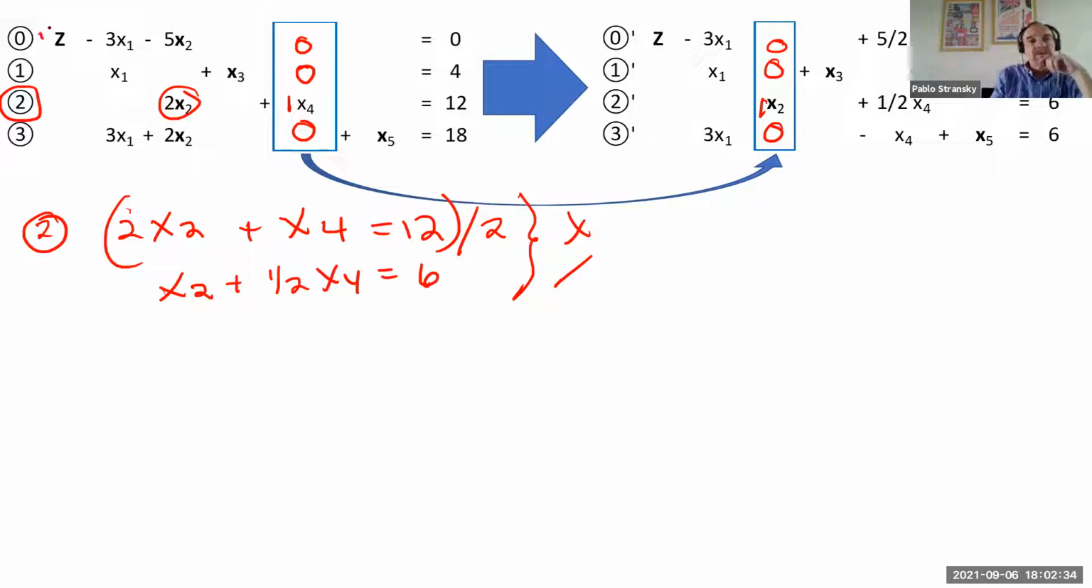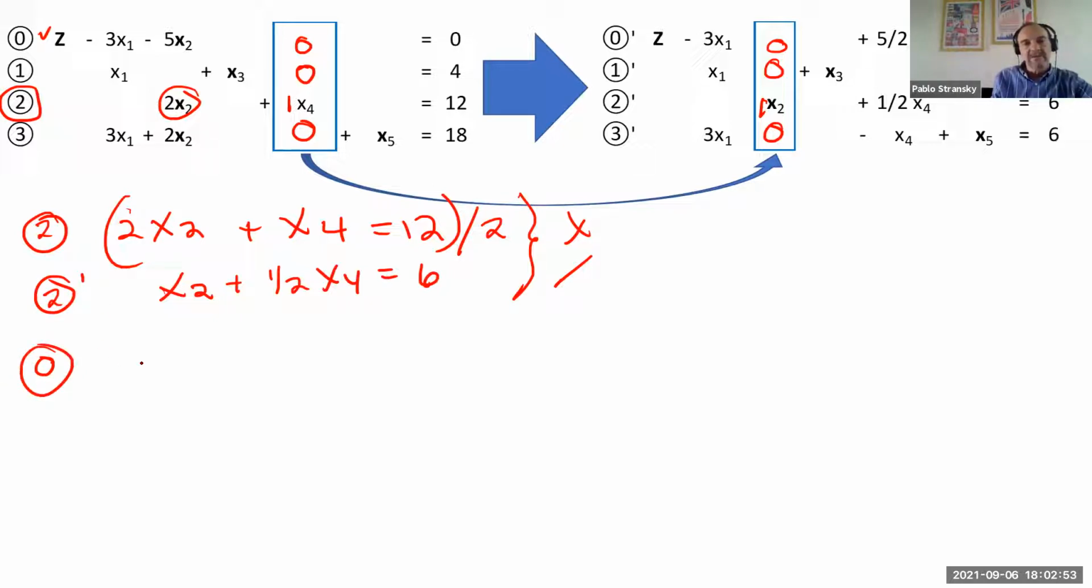Now, I said before that at this point I could only multiply or divide. Now, for the rest of the equations, I cannot multiply or divide. What I can do is add or subtract. Let me explain. Let's go with equation number 0. So we say this is my new equation apostrophe.